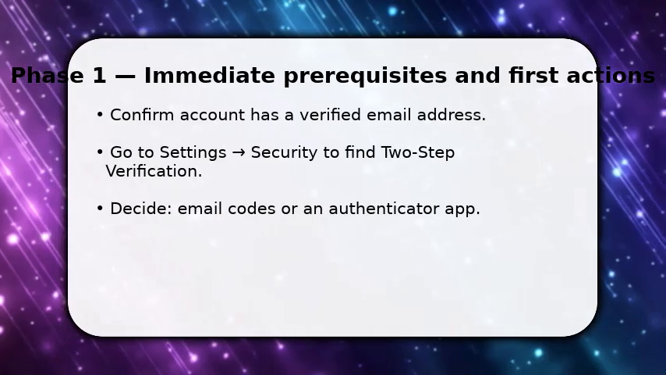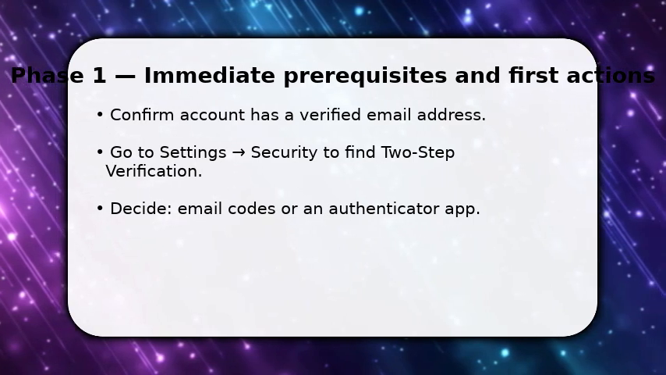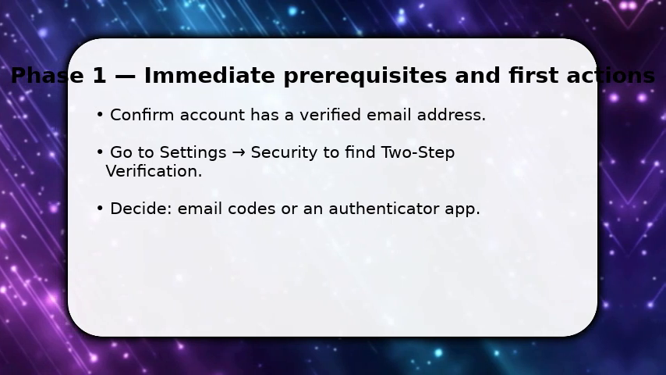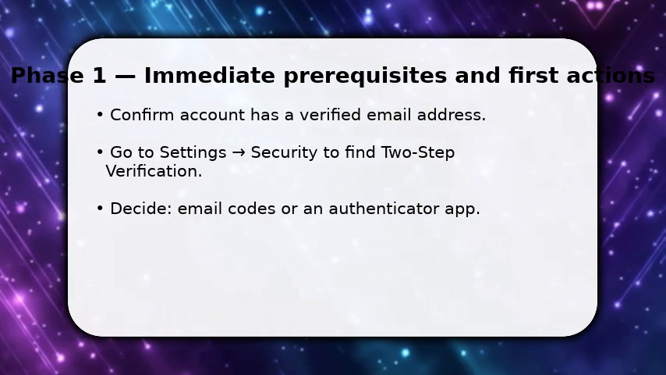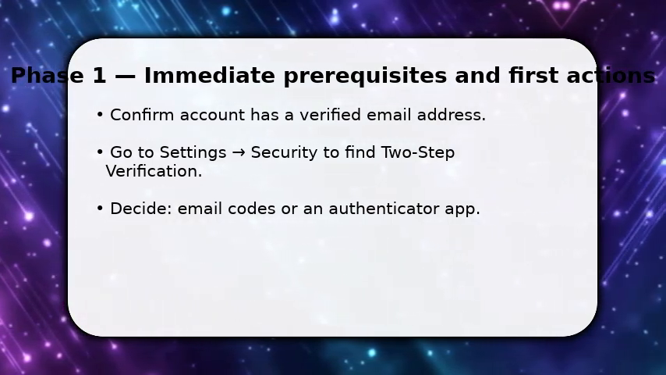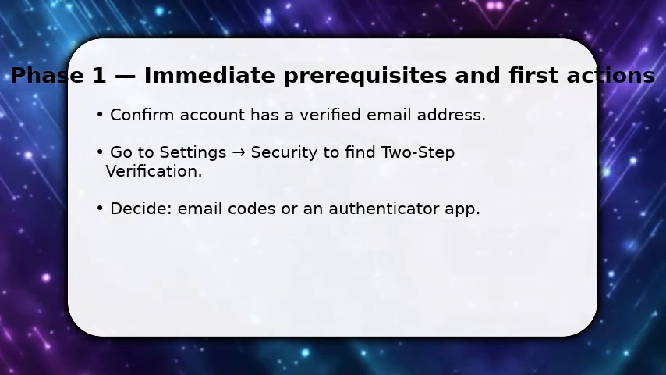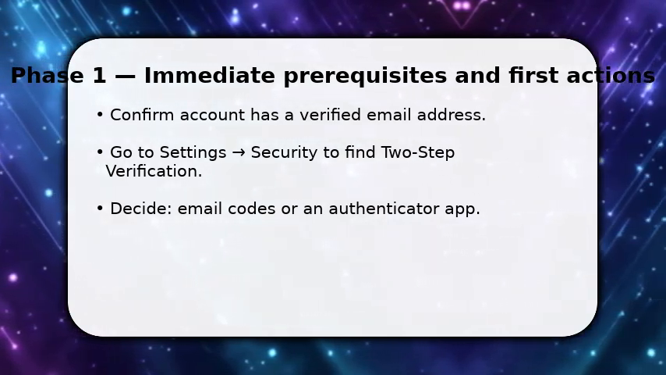You begin by making sure your Roblox account has a verified email. That's mandatory. Once done, open Settings and go straight to Security. You'll see two-step verification options. Choose whether you want codes sent to your email or to use an authenticator app on your phone. Do this now so you don't interrupt gameplay later.